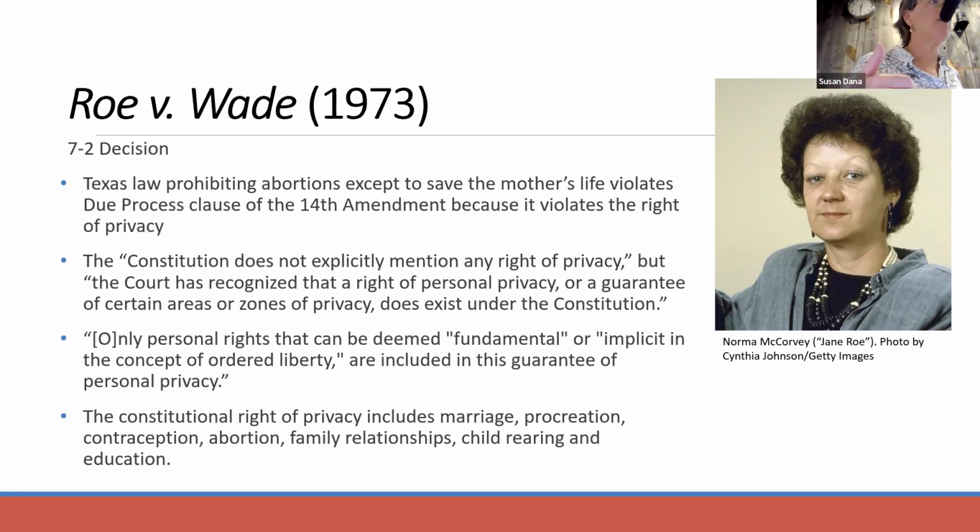And the way the majority in Roe versus Wade limited that was this third bullet: only personal rights that can be deemed fundamental or implicit in the concept of ordered liberty are included in this guarantee of personal privacy. So the question, well, what are fundamental rights? And the court in Roe did not define what fundamental rights are, but they identified them as, based on previous cases, including Griswold and Loving, marriage, procreation, contraception, now abortion, family relationships, child rearing, and education. So that's how we got to Roe versus Wade.